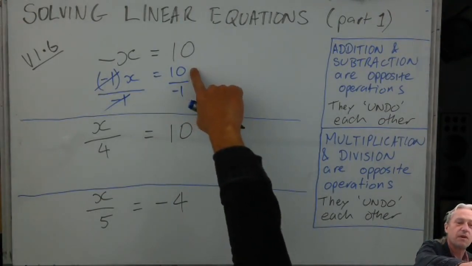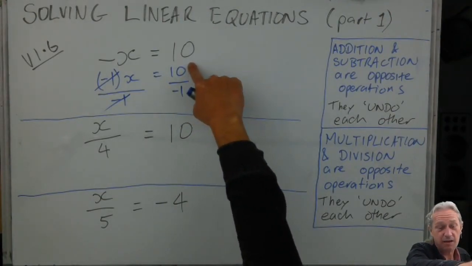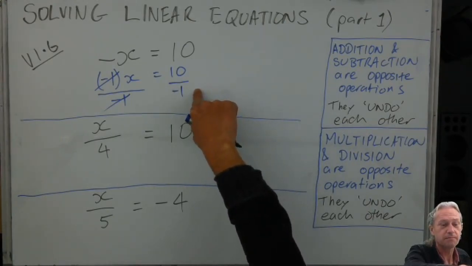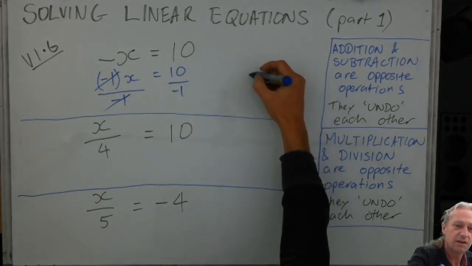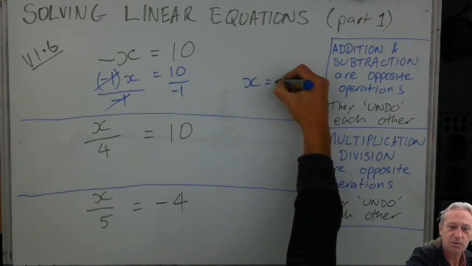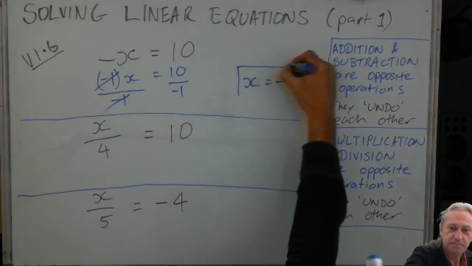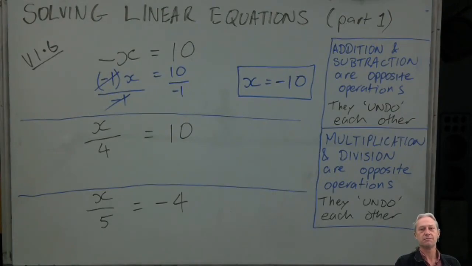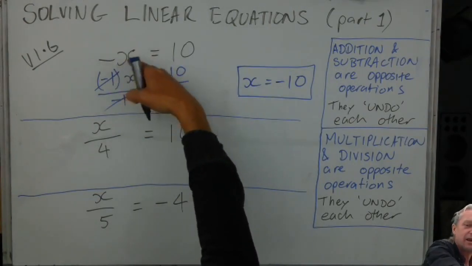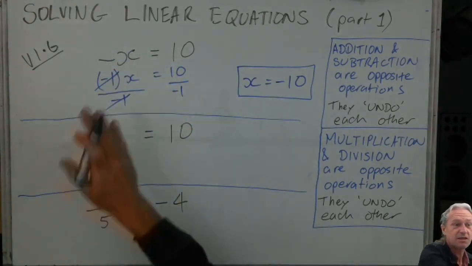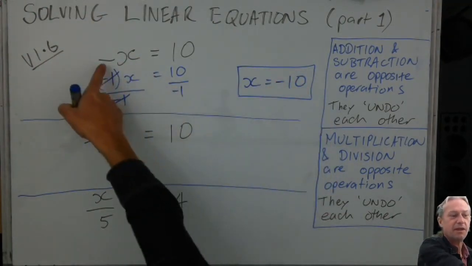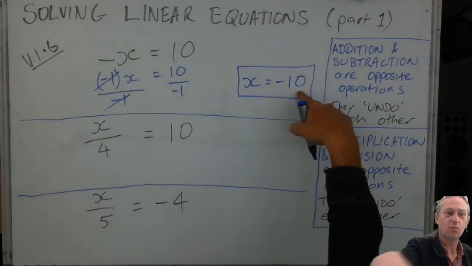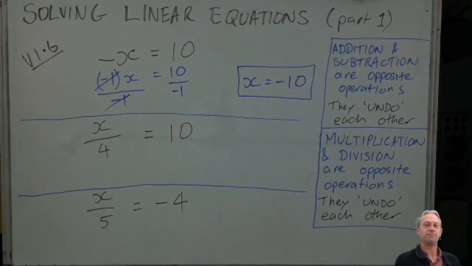And on this side, it's a positive 10 divided by -1. So it's still 10, but the answer becomes negative. So let's write it over here. We end up with x equals -10. I hope that makes sense. So if we plugged -10 in for x, forget that there's a negative in front of it, because when we plug that in, we'd end up with -(-10), which would give us the +10.